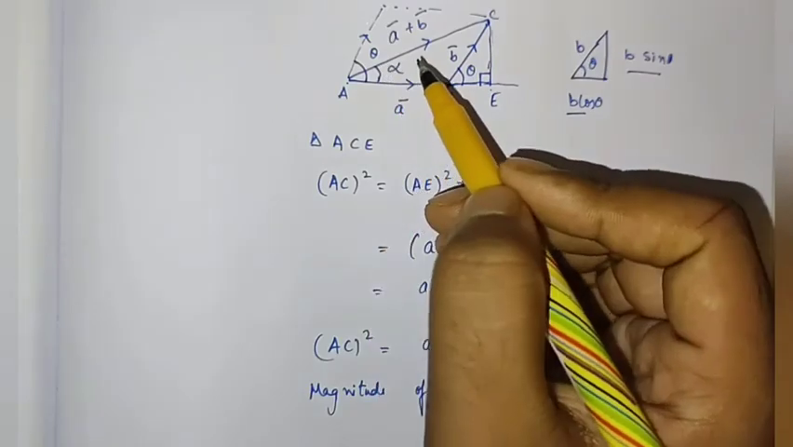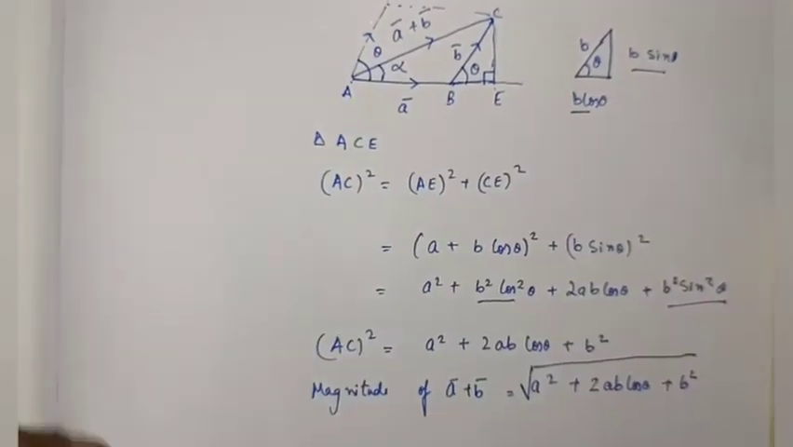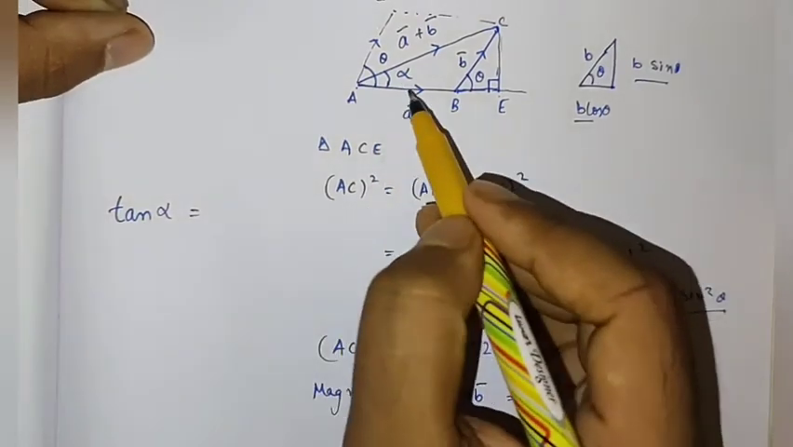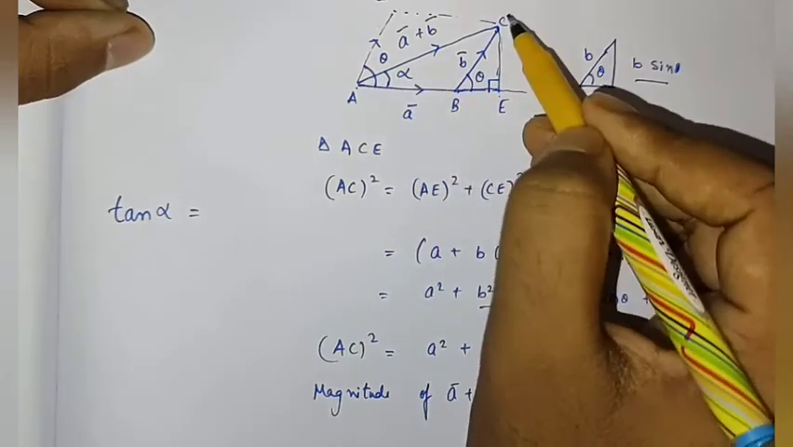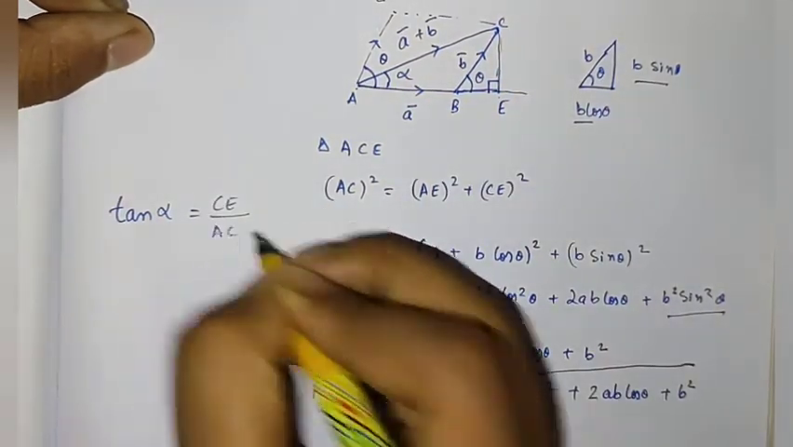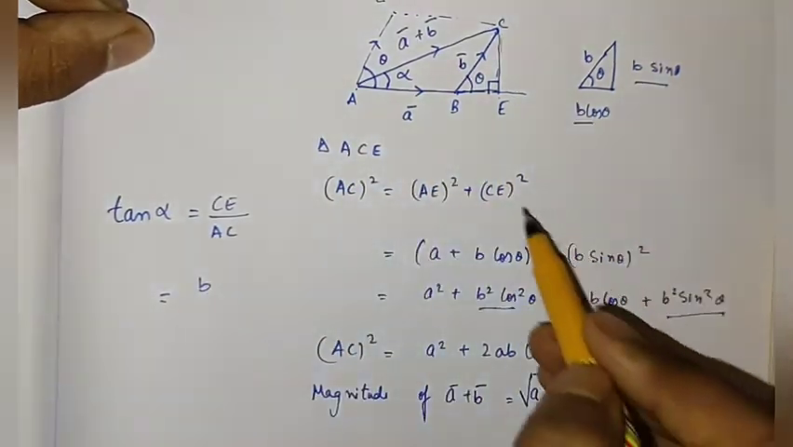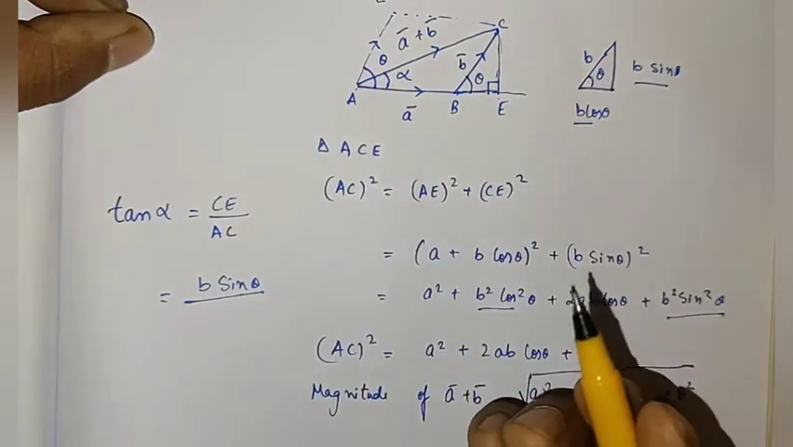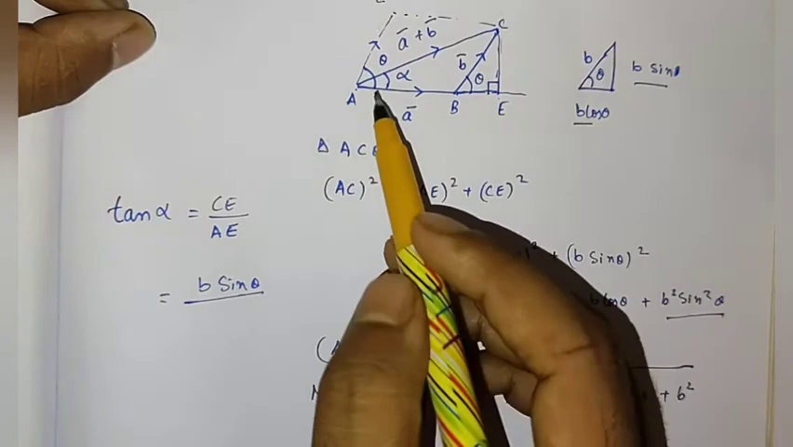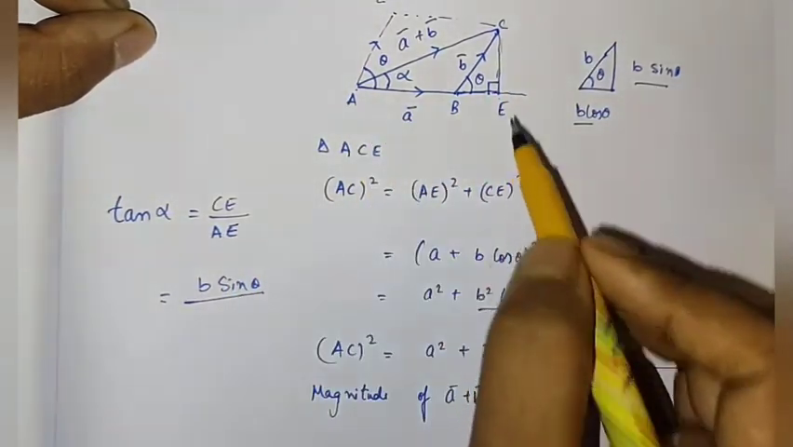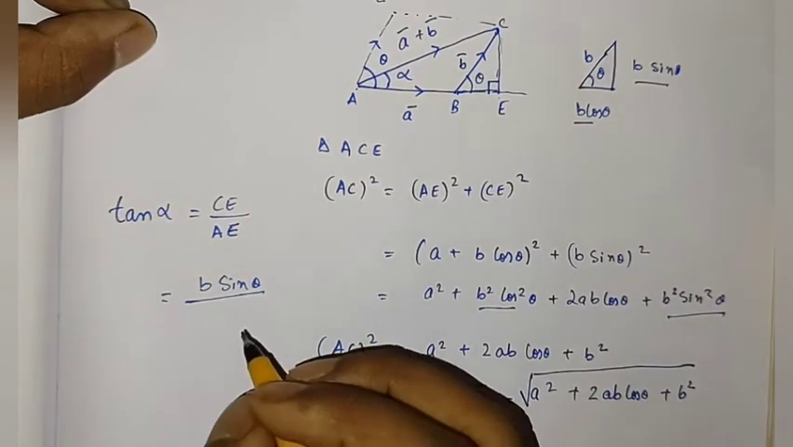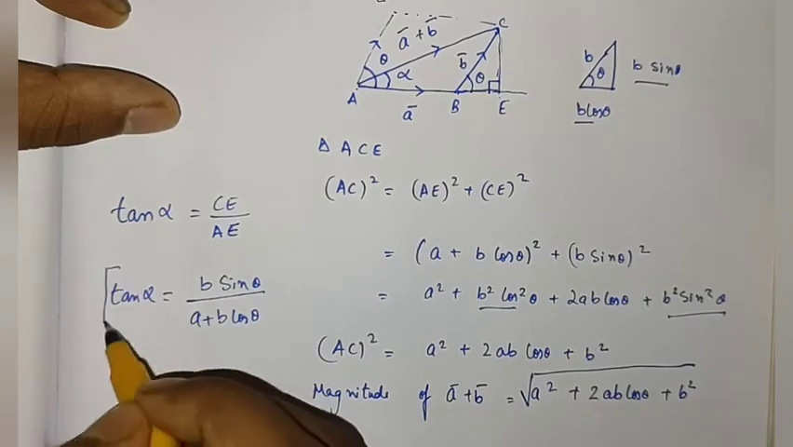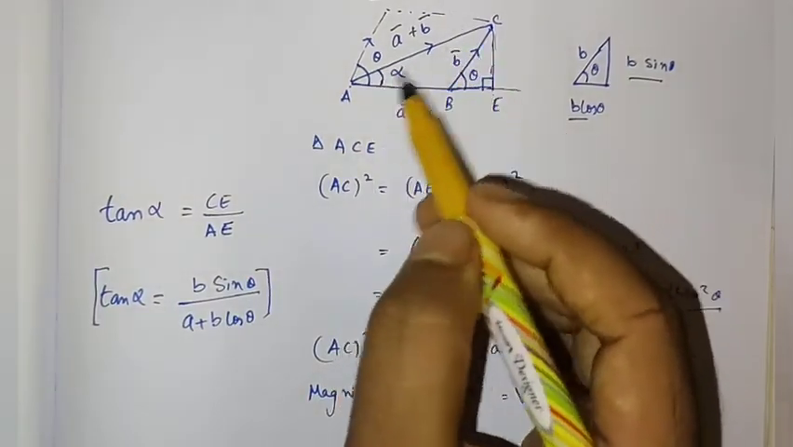Just use trigonometry again. You can use the formula of tan. So I'll write it here. You get tan alpha is nothing but opposite side upon adjacent side, so you get CE by AE. I made a mistake, sorry, it will be AE, my bad. So we get CE by AE. CE is b sin theta, AE is nothing but, as we found out here, A plus b cos theta. So this is the value of tan alpha. From here you can find out alpha. Alpha is nothing but the angle between the resultant and the vector.